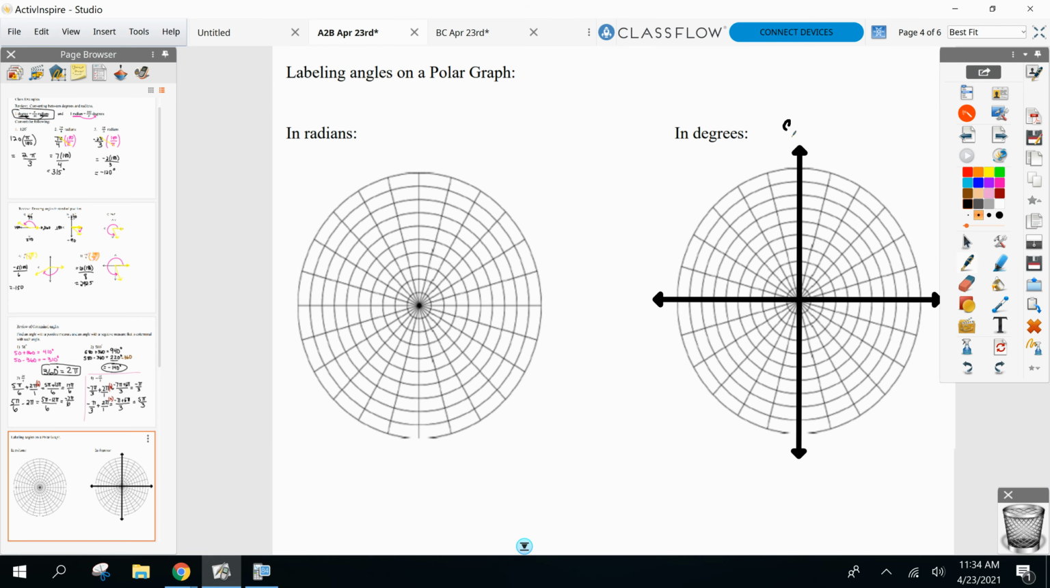Right? This is still 90. That's still 180. That's still 270. And that's still 360 over there. But now we're going to get more detailed in between. We're going to get more detailed.